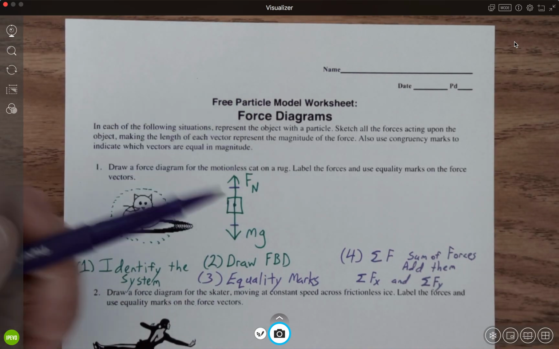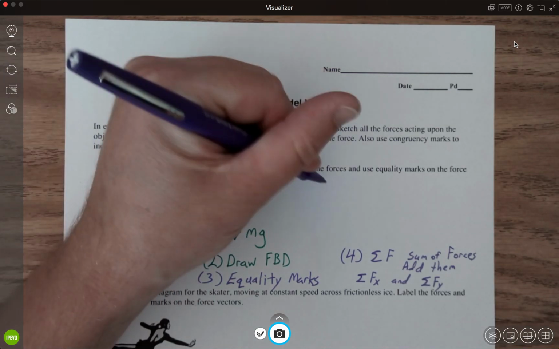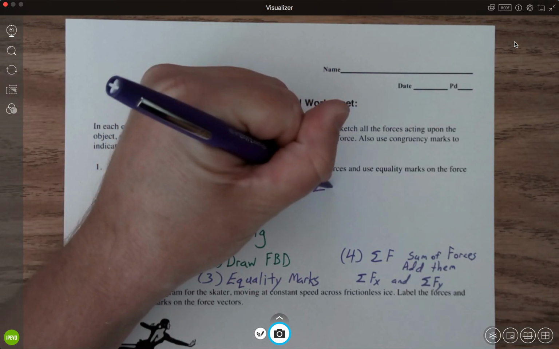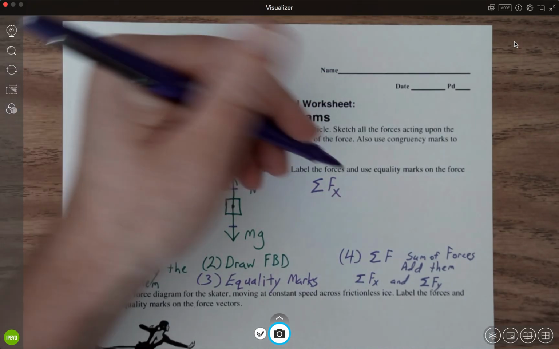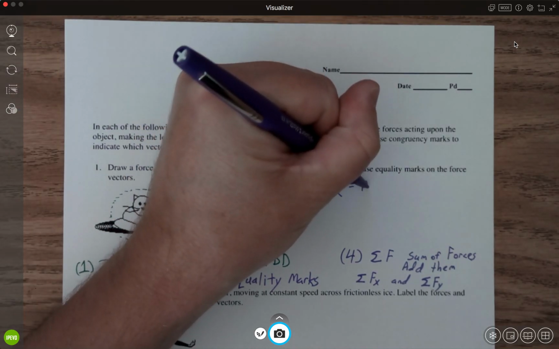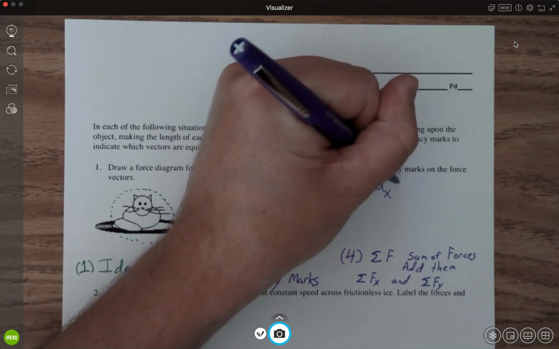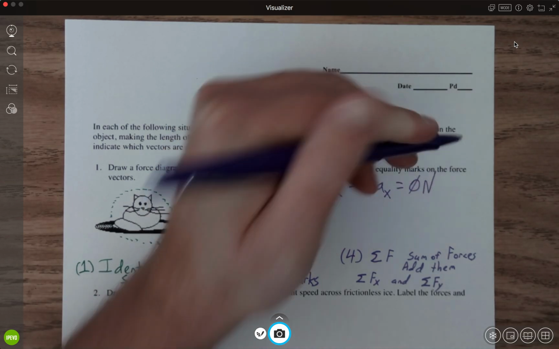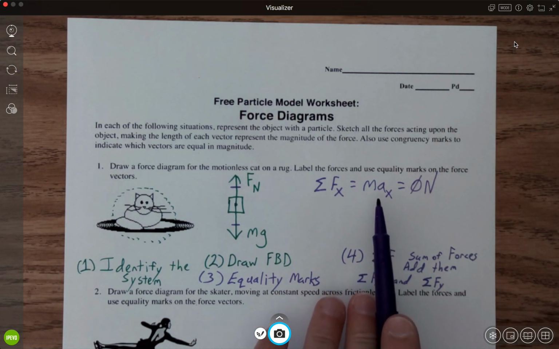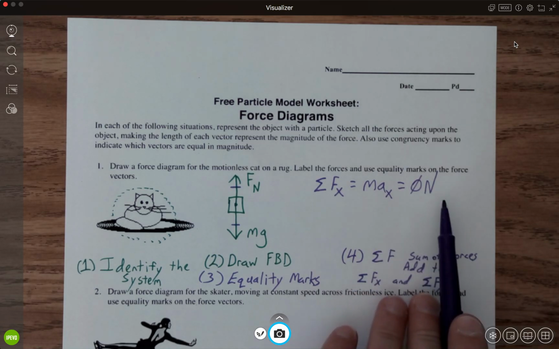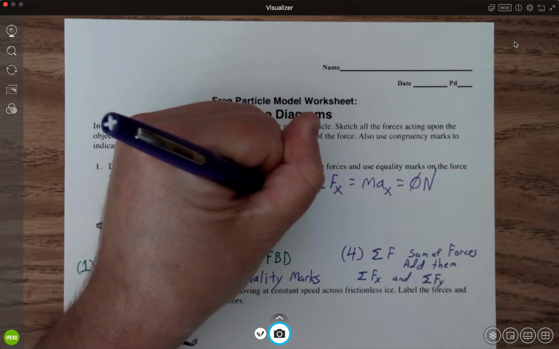Now we get to the sum of the forces in the x and y direction. This is where we're going to add them up. So we can sum the forces in the x direction, that's going left and right. In the x direction, there's nothing. So this equals ma in the x, which is equal to 0 newtons. That's what the net force tells us to do. You add all the forces, and there's nothing going left and right, and you set it equal to ma, and it equals 0. So now we're going to get the sum of the forces in the y direction.